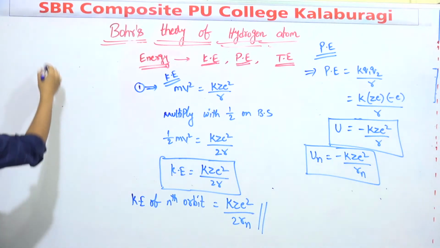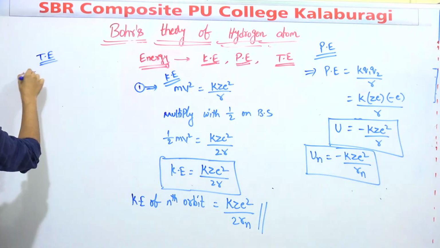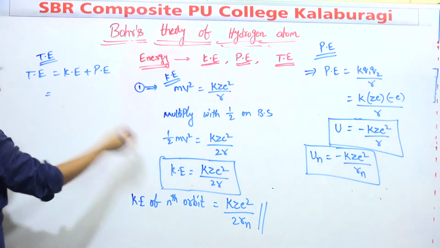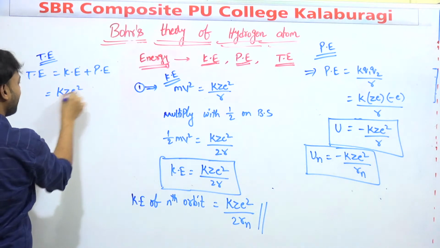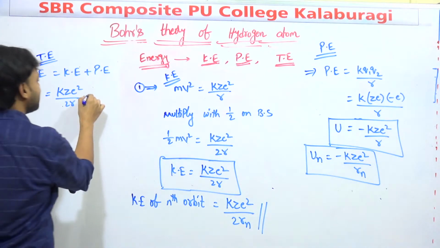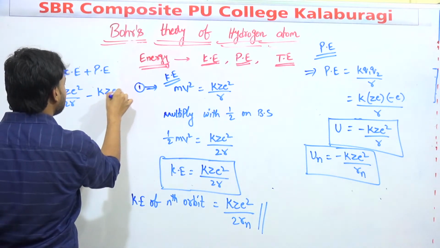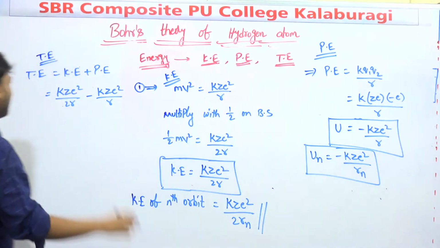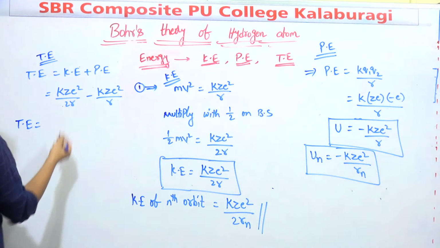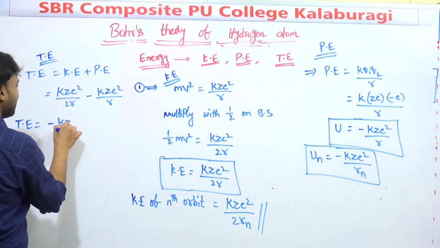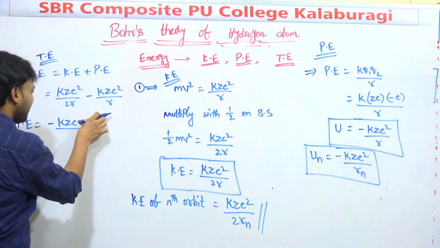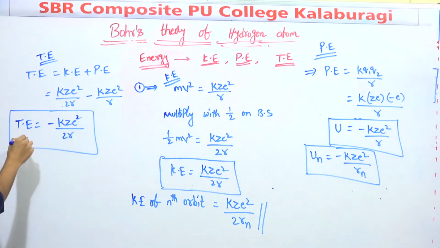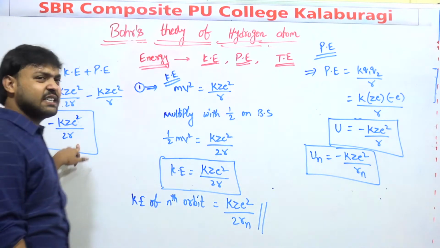Total energy. Okay. So what is total energy? That is nothing but the sum of kinetic energy and potential energy. So what is kinetic energy? It is kz e square divided by 2r. And what is potential energy? It is minus k z e square divided by r. So for the nth orbit also we can take it, but I am writing it as r, don't worry about that. So total energy finally we can get. So I can write total energy as minus k z e square divided by 2r.